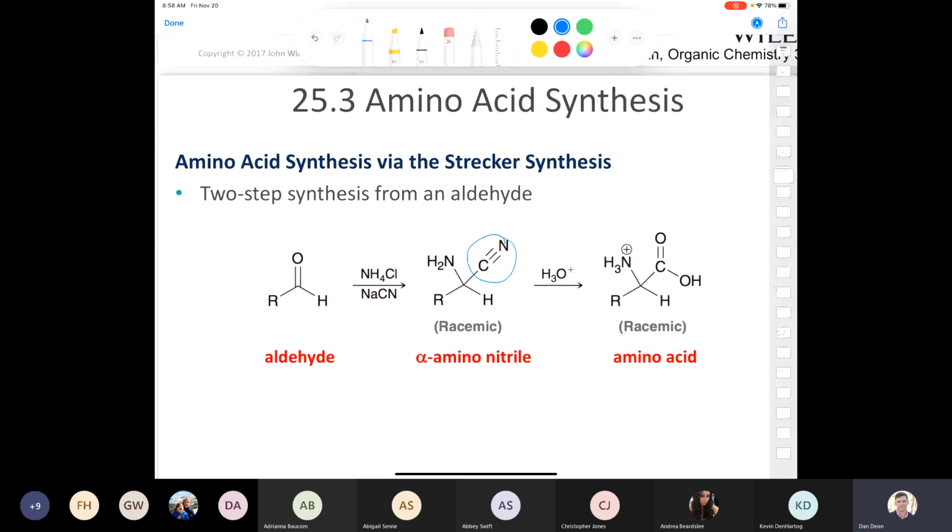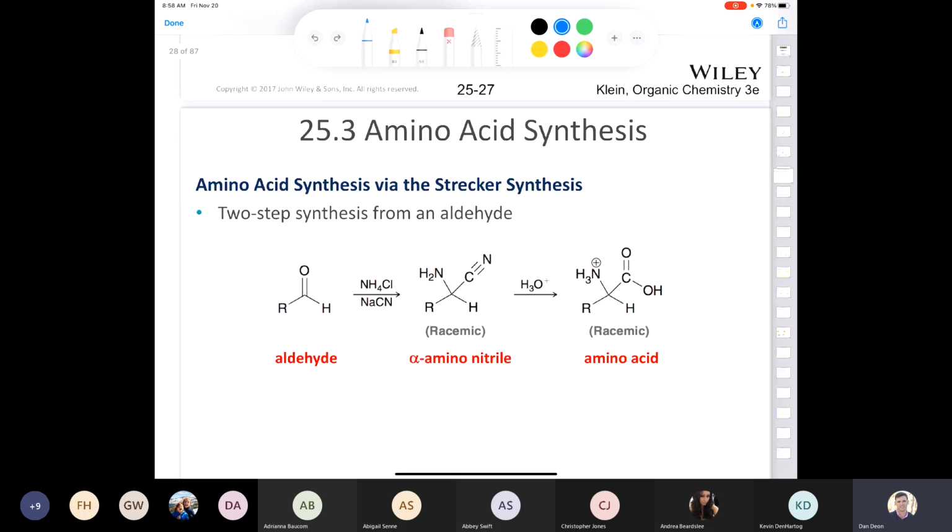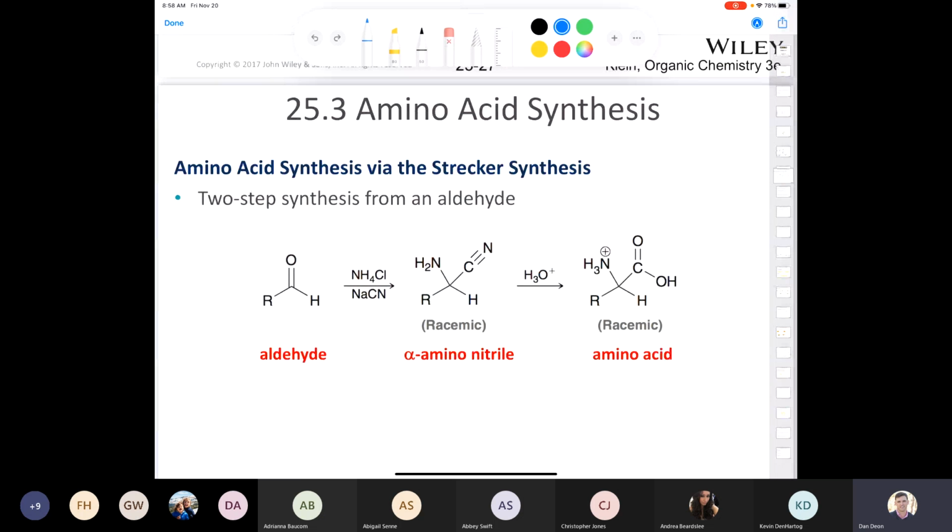And hey, everybody in the class knows this reaction, right? We looked at the hydrolysis of a nitrile to a carboxyl. That's something we looked at in the carboxylic acids chapter. So really the only new thing here is this step, taking the aldehyde and treating it with ammonium chloride and sodium cyanide to make the alpha amino nitrile. The mechanism for this is shown in the book. You don't have to know the mechanism. I'm not going to ask you the mechanism of the alpha amino nitrile formation. But what I will ask you to do is to use the Strecker synthesis in order to synthesize an amino acid. And so you need to be able to choose the correct aldehyde.